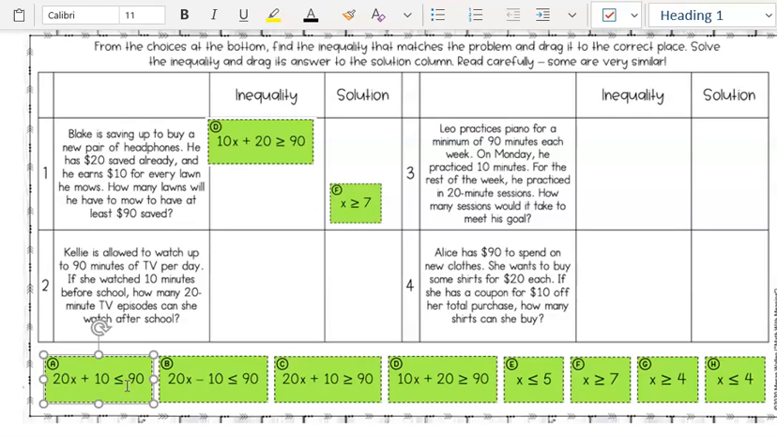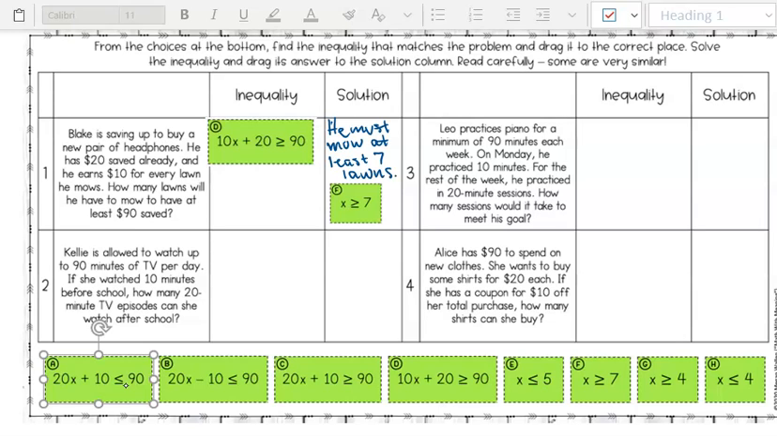Now just be aware in the test I'm going to ask you to write a sentence equation. I'm going to ask you to write that he must save or must work at least 7 hours. Or, jeez, he's working on lawns, so he must mow at least 7 lawns. You don't have to do that on this assignment, but if you need some practice, you might write it on there.